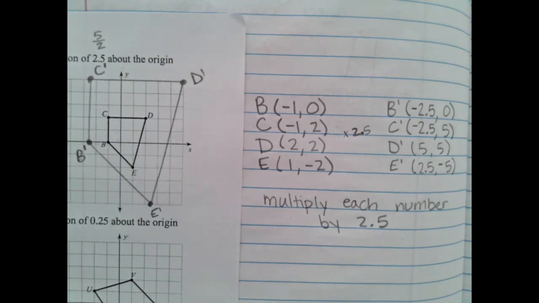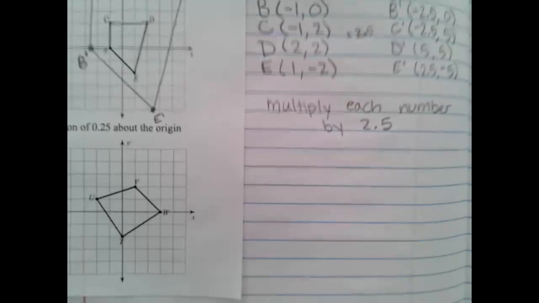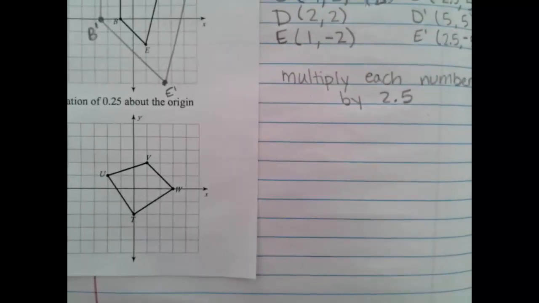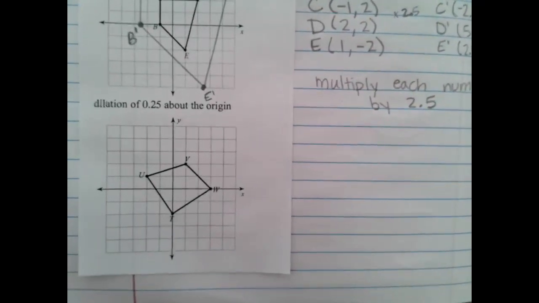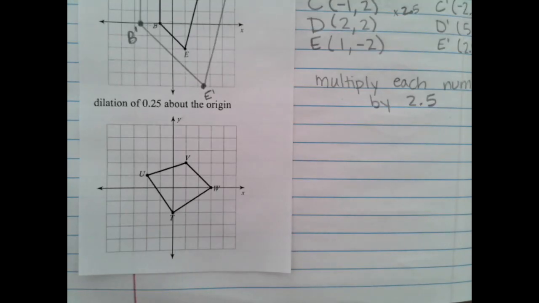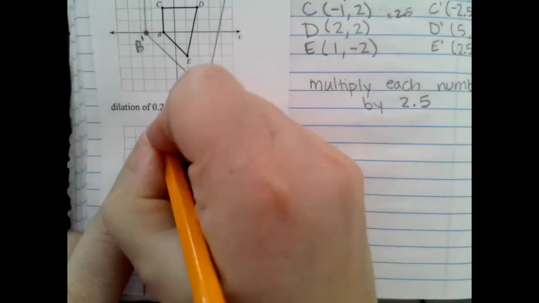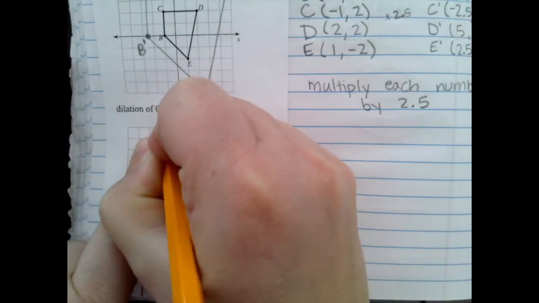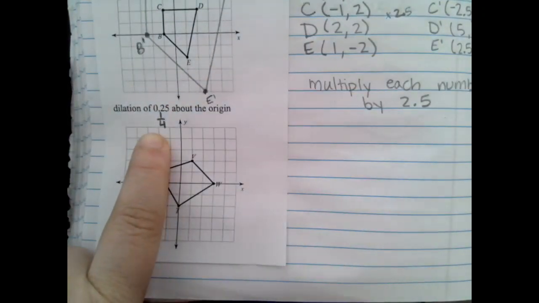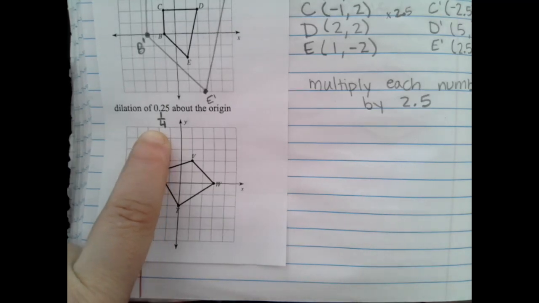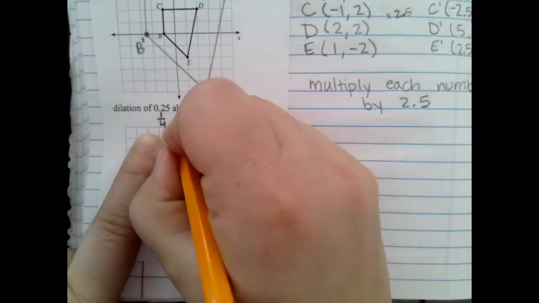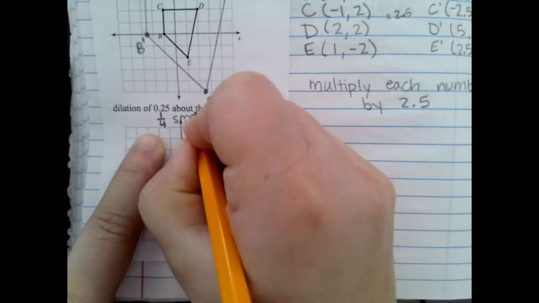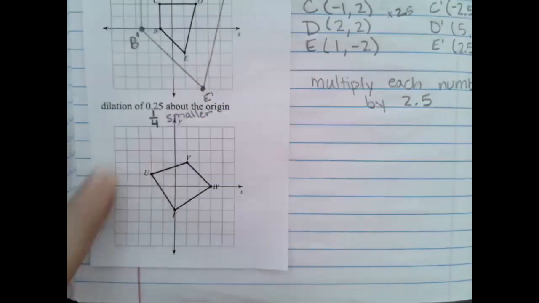All right, last one. Dilation of 0.25 about the origin. So this one, 0.25, anyone know what that is as a fraction? It's kind of one of our main fractions we use quite often. 1/4 or a quarter, good. So if it's a quarter or 0.25, is that going to make this picture smaller or bigger? Smaller. We're going a quarter of the size.